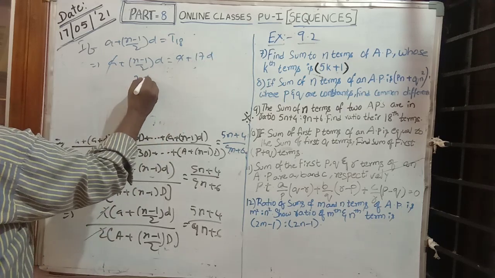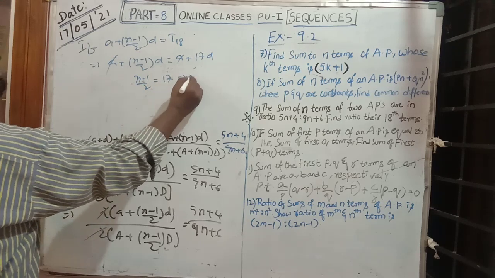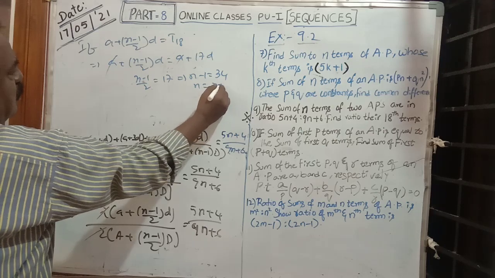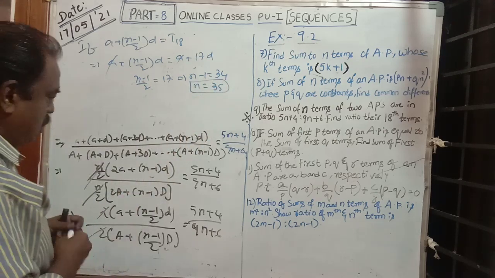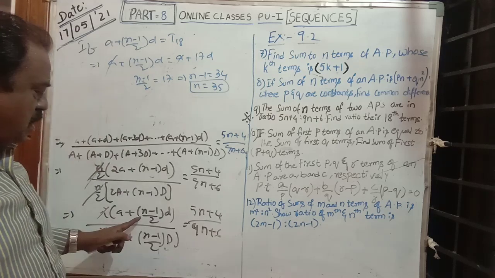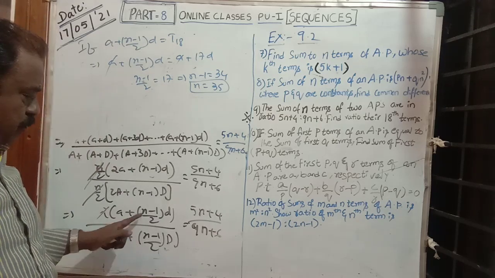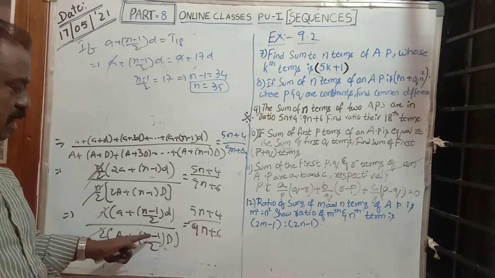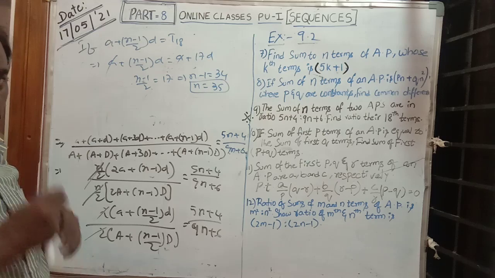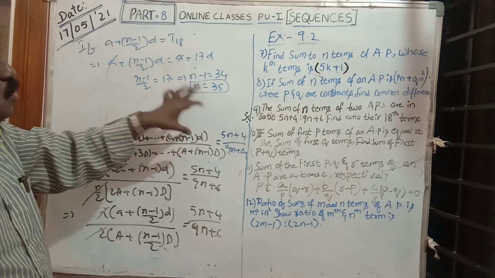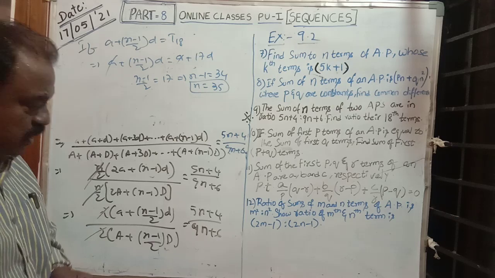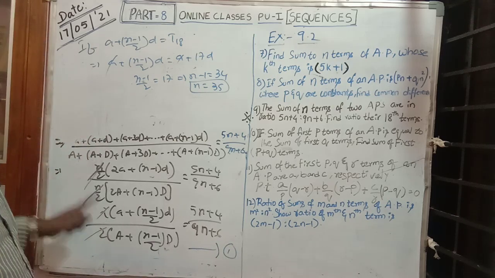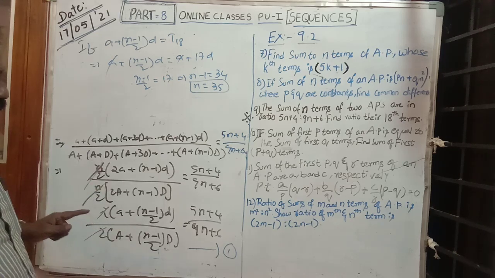So (n minus 1) by 2 is equal to 17. N minus 1 is equal to 34. N is equal to 35. It is enough to find only one term because here also (n minus 1) by 2 is the same. Here also the 18th term in the first AP and in the second AP. That ratio is this one. So here n is equal to 35. If you substitute in equation 1, we can find the ratio.